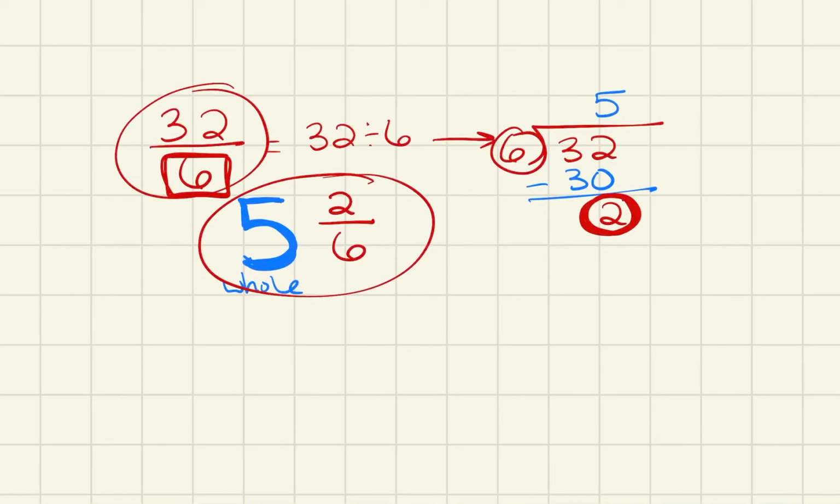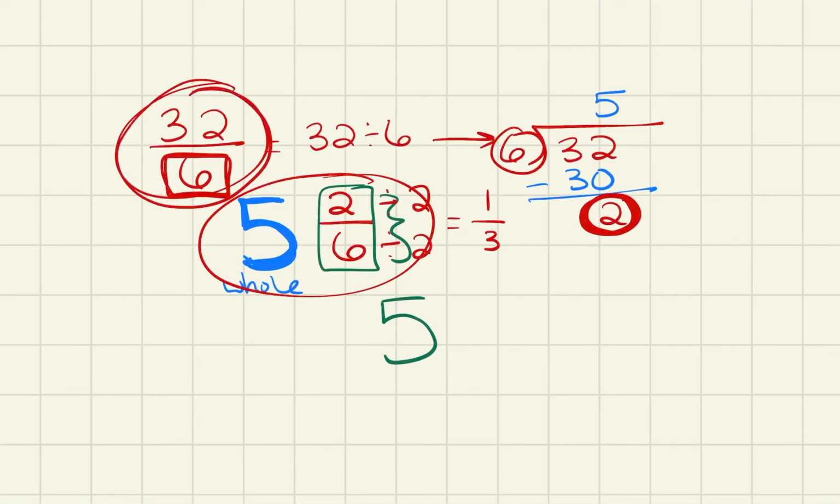But this is a scenario where 2 sixths we still can simplify. So 5 and 2 sixths is really equivalent to 5 and what? What can you simplify 2 sixths into? Well, you can divide top and bottom. They're both even by 2. So you get 1/3. So 32 over 6 is the same thing as 5 and 1/3. Pretty cool. And we will get more practice of this when we move forward as well.